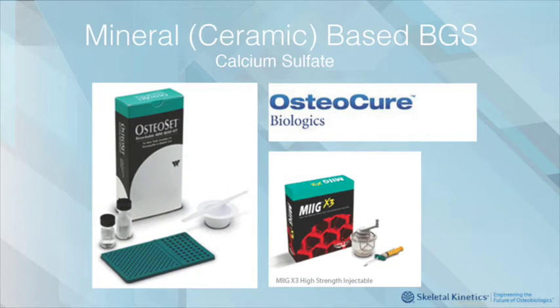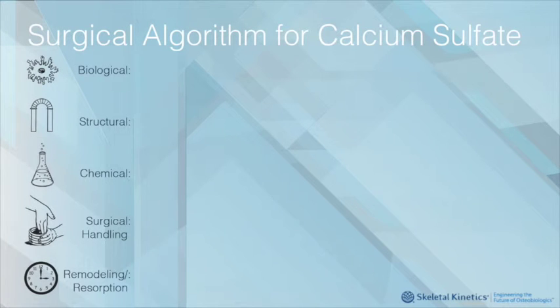Some examples of calcium sulfate products include Osteoset and Osteocure, which are beaded products, and MIG, which is a mixable and injectable hard-setting calcium sulfate. The algorithm for calcium sulfates shows biologically they may be potentially osteoconductive for a very, very short amount of time, but other than that, they offer nothing biologically.